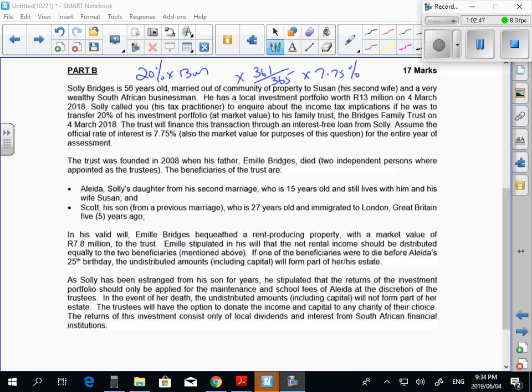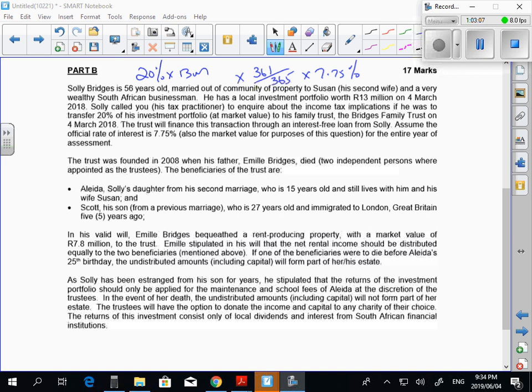Okay. It says Emil stipulated that the net rental income should be distributed equally to the two beneficiaries. If one of the beneficiaries were to die before Aleda's 25th birthday, the undistributed amounts will form part of his or her estate. So they've got vested rights. They're going to get their share of the stuff. Is that all right? No matter what, they get half each.